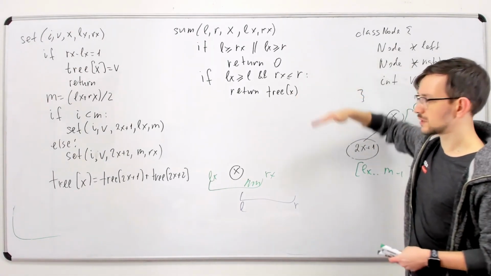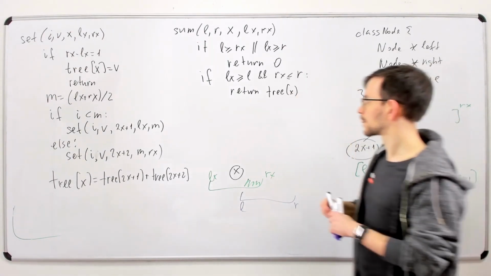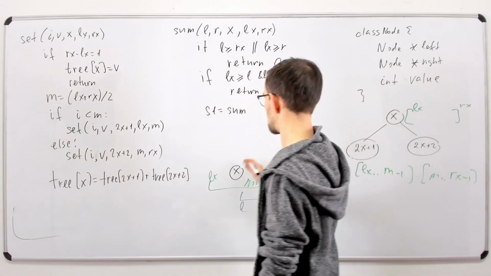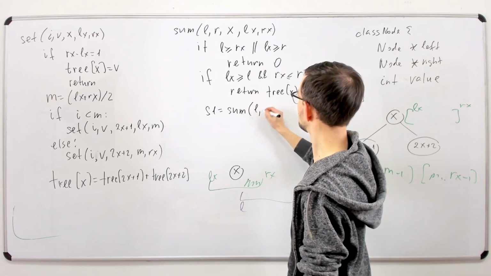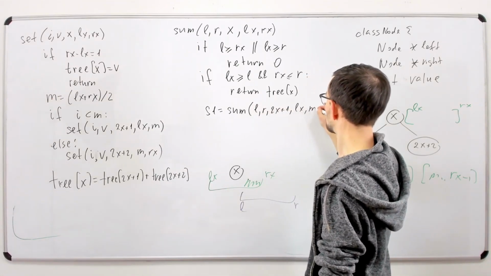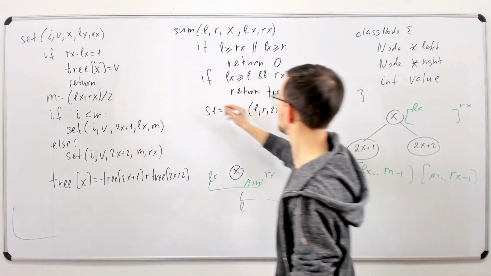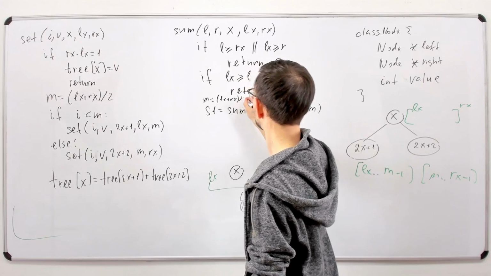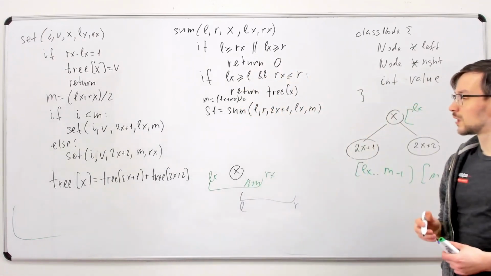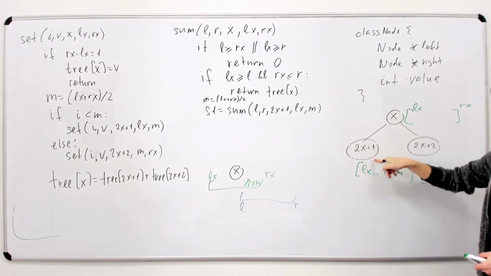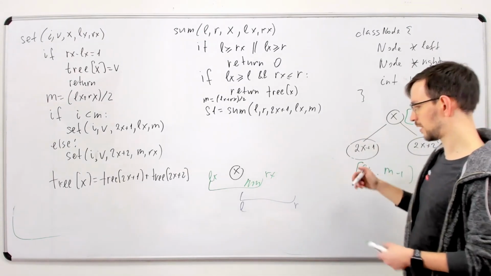If none of this, then we make 2 recursive calls. Let's calculate. First sum will be the sum in the left subtree. So we calculate sum of 2x plus 1, Lx, m. What is m? We need to calculate m. Again, we make recursive calls for this left subtree and calculate the sum of all elements here.